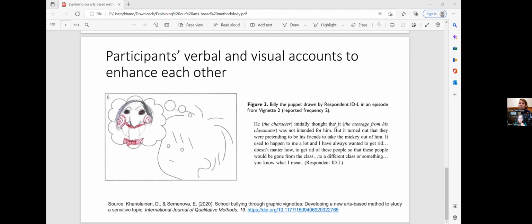So the analysis would be more of a holistic approach to looking at all of those pieces together.